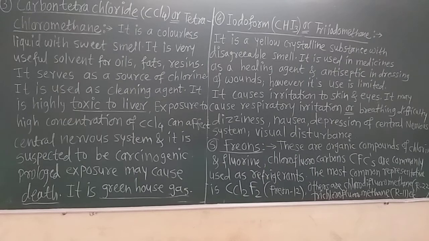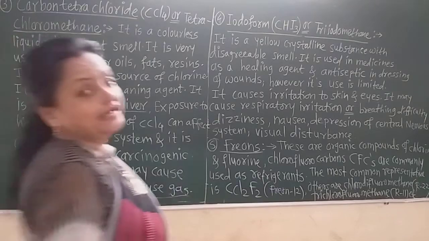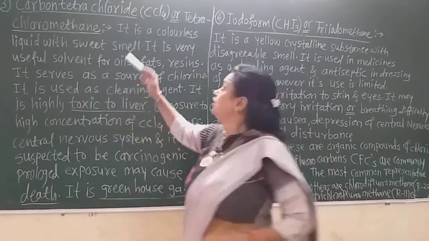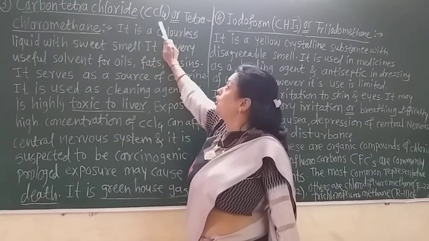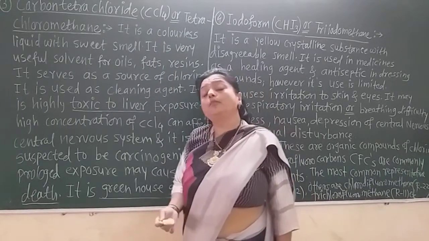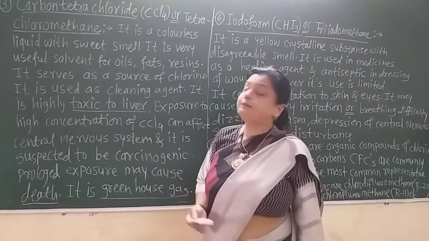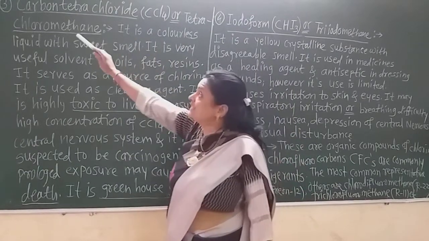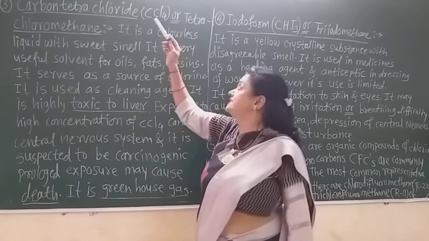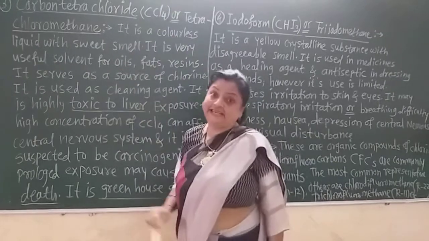Now we are learning, students, the environmental effects and uses of these halogen derivatives, which are the polyhalogen derivatives. Now the third one is carbon tetrachloride. Tetra means 4. All the hydrogen atoms of the methane are replaced by 4 chlorine atoms. So the name is carbon tetrachloride, or it is also called tetrachloromethane.